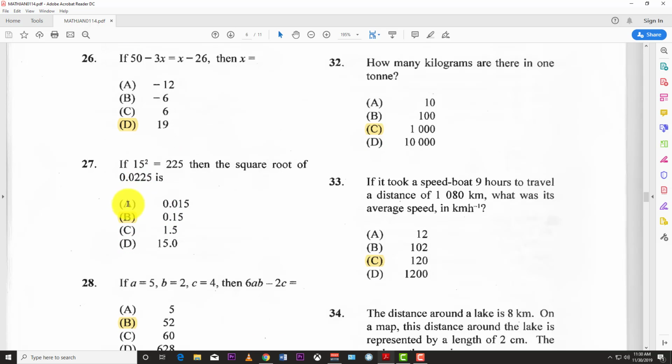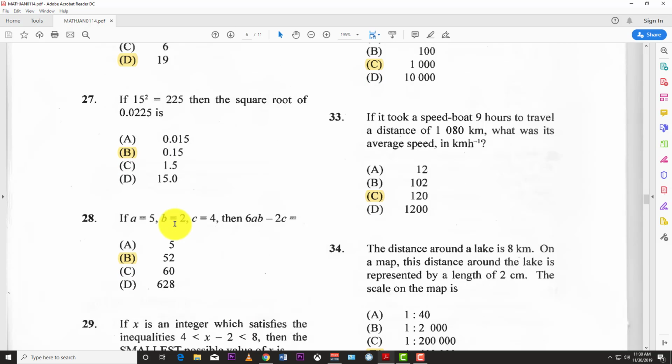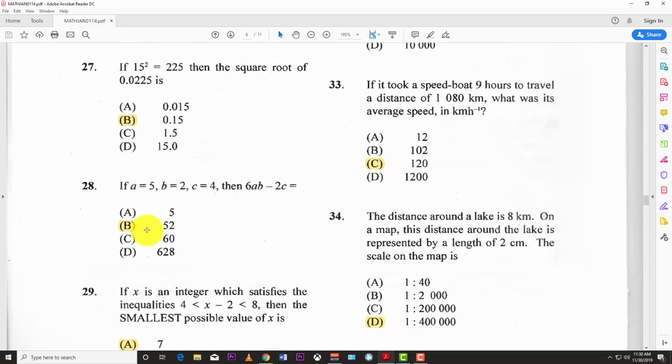Number 27. If 15 squared equal 225, then the square root of 0.0225 is, and the answer here is 0.15. 28. If A equal 5, B equal 2, C equal 4, then 6AB minus 2C is equal to, and the answer is B, 52.